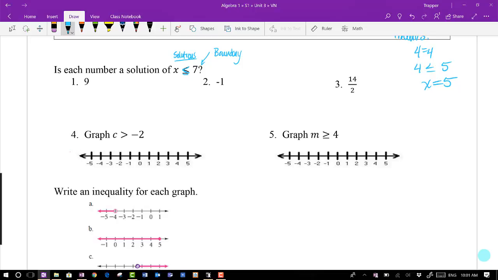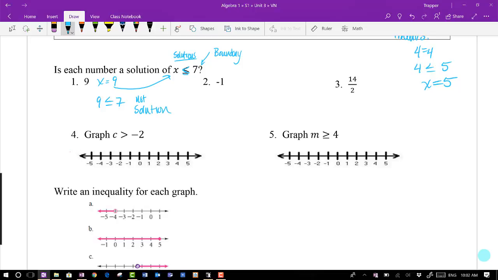Well, what's that look like? Let's plug in 9, or we could even write x equals 9, because we're going to replace it for x. So we're going to end up with the statement that 9 is less than or equal to 7. Is that a true statement? If it is, it's a solution. If it's not, which it isn't, it's not a solution.